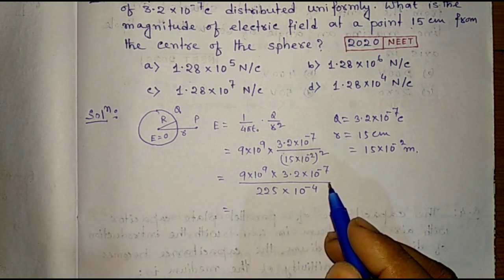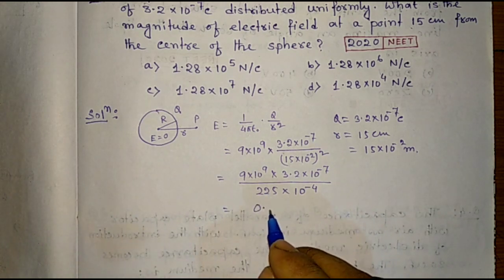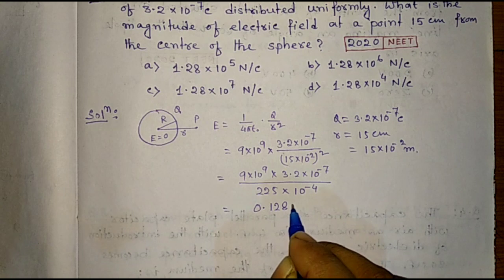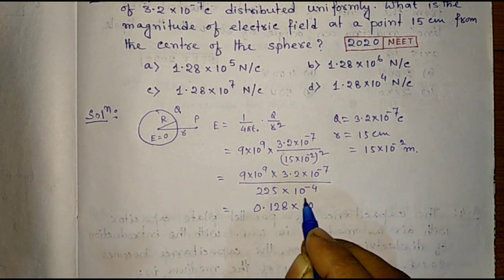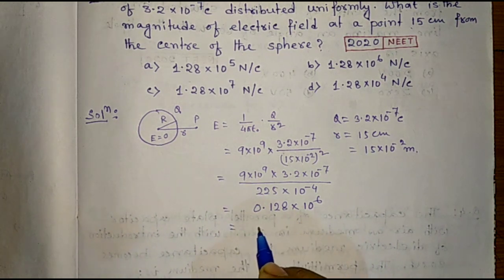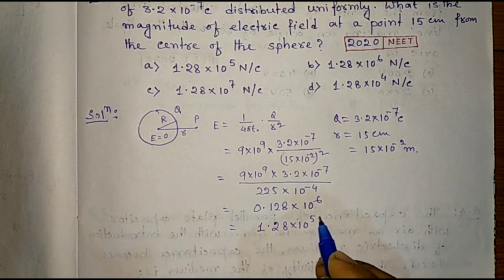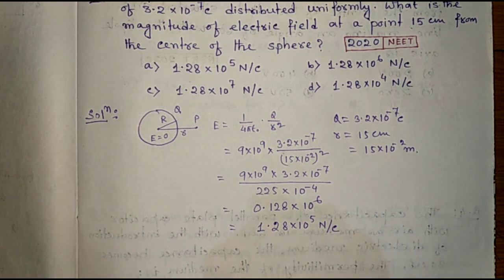After simplification we will get 0.128 into 10 to the power 6, which is equal to 1.28 into 10 to the power 5 Newton per coulomb. Okay.